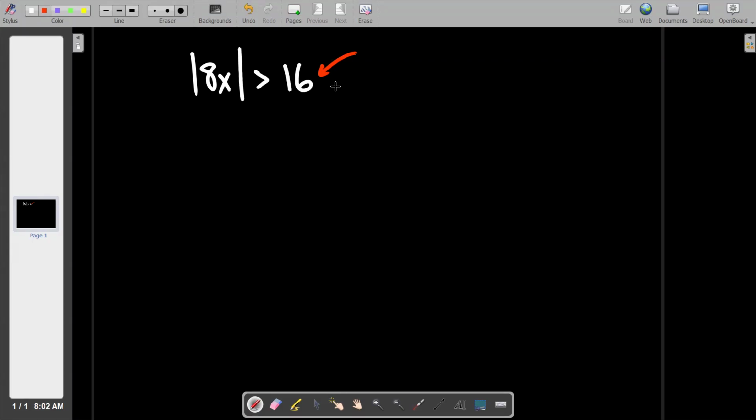So what I'm going to do is replace that greater than sign with an equal sign, and I'm going to write two equations. One of them is going to say 8x equals 16, and the other one is going to say 8x equals negative 16. Okay. And now what we're doing here, remember, is we're not finding regions yet. We're not finding answers. We're finding split boundary points. And so when I solve these two little baby equations, the red one, if I divide both sides by 8, gives me x equals 2. If I solve the purple one, it gives me x equals negative 2.